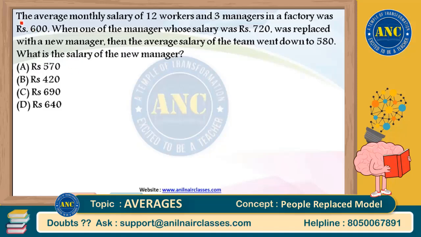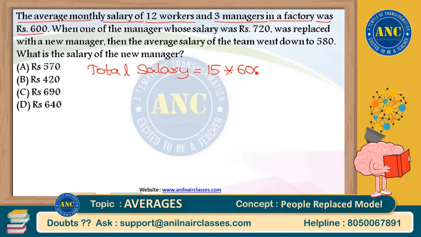Now see here. The average monthly salary of 12 workers and 3 managers in a factory was rupees 600. Totally 15 people are there, right, sir? So let us not worry about workers and managers as of now. Totally 15 people are there. Average is 600. 15 into 600 is 9,000. Total salary is 9,000.